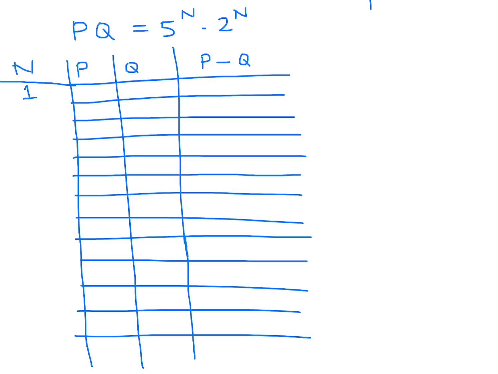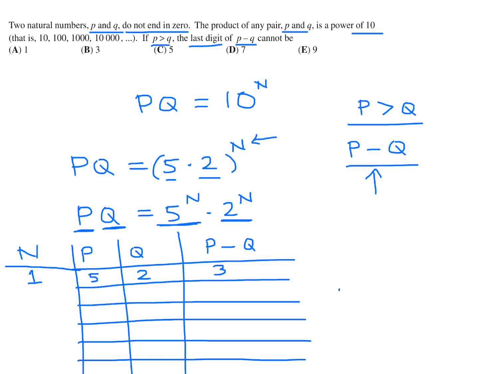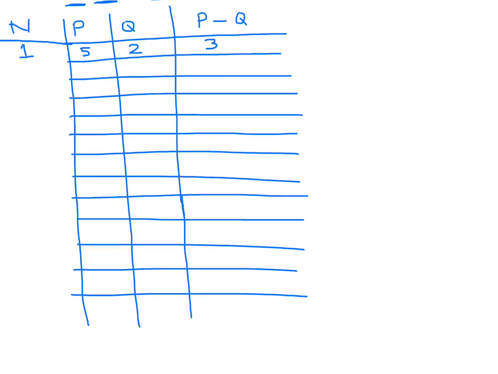P is 5 to the power of 1, which is just 5, and Q will be 2 to the power of 1, which is just 2. You see how I got that? When n is 1, P is 5 to the power of 1, and Q is 2 to the power of 1. So P minus Q is 3. And therefore, what is the last digit, which is what they're asking for? Well, it's just 3.